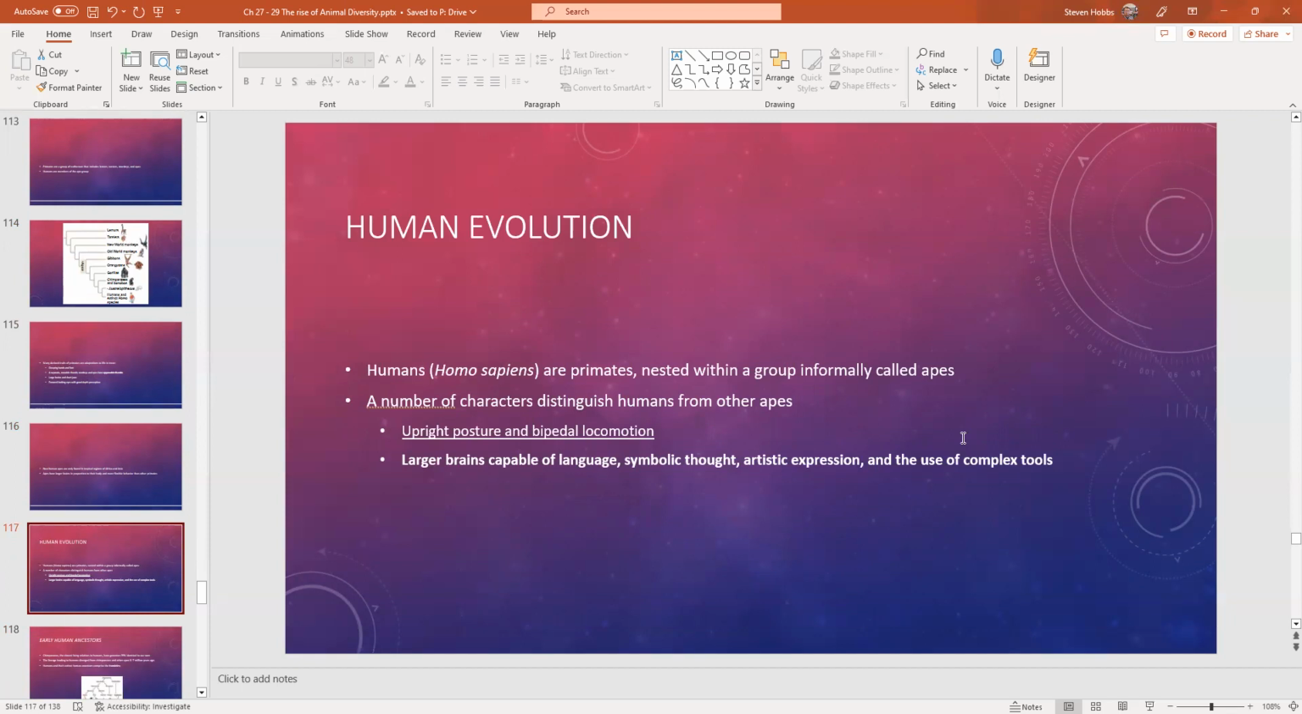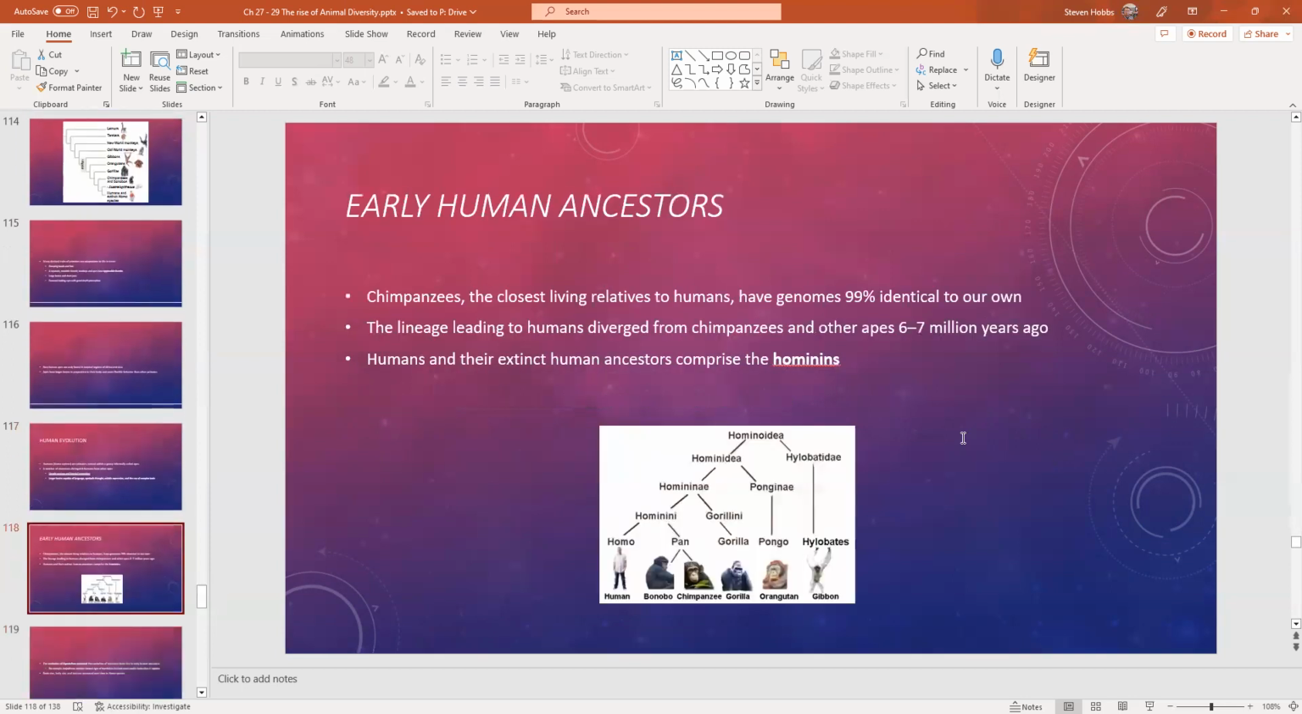We've got a number of characteristics that distinguish humans from other apes, such as upright posture and bipedal locomotion. We started walking upright first, then we developed these very large brains capable of language, symbolic thought that can be sent from one generation to the next, or laterally from one person to the next, artistic expression. We start drawing and we start using tools.